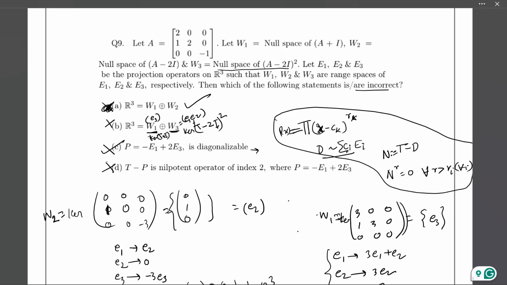W1 is generated by E3. No sir, here it is written W1 is spanned by E3. Oh, here, you see.